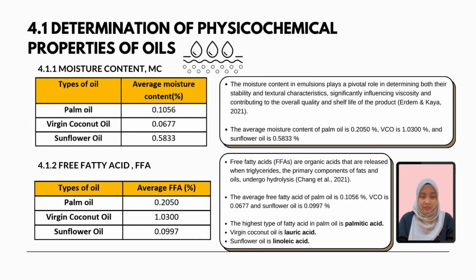Moving on to the result and discussion, moisture content in emulsion plays a role in determining both their stability and structural characteristics, significantly influencing viscosity and contributing to the overall quality and shelf life of the product. The average moisture content of palm oil is 0.21%, VCO is 1.03%, and sunflower oil is 0.58%. Next, free fatty acids are organic acids that are released when triglycerides, the primary component of fats and oils, undergo hydrolysis. So, the average free fatty acid of palm oil is 0.12%, VCO is 0.07%, and sunflower oil is 0.1%.